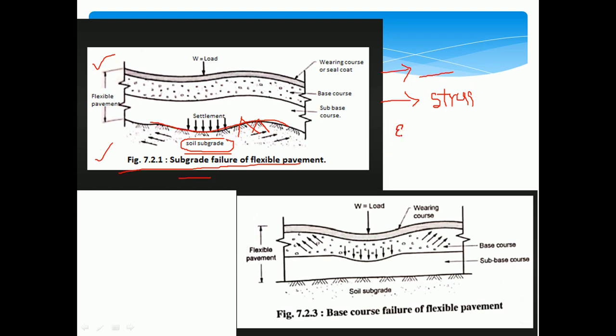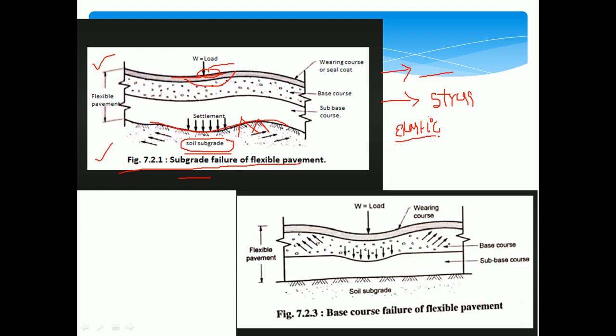The first one is elastic. What do you mean by elastic deformation? Whenever the load is applied on the road pavement surface, there is some deflection. After removal of the load, it can come back to the original position. That is the elastic deformation we may observe.